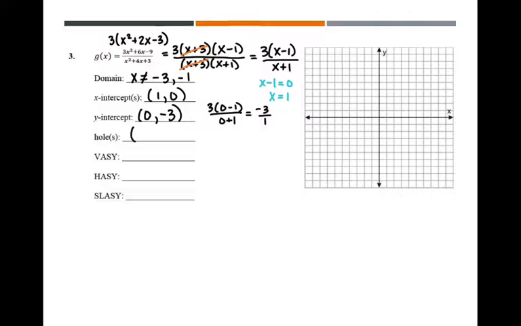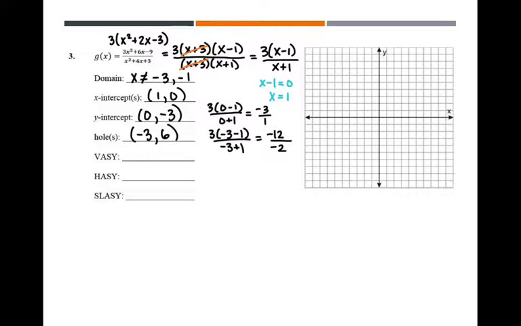Your hole comes from the canceled out factor. Your canceled out factor had a 0 at -3. And again, to find my y-coordinate, I'm going to take that -3 and plug it into my leftover. You're always plugging into your leftover. So let's see, that leaves me with 3 times -4, which is -12, over -3 plus 1, which is -2. So that reduces to +6. So I'm going to have a hole at (-3, 6).